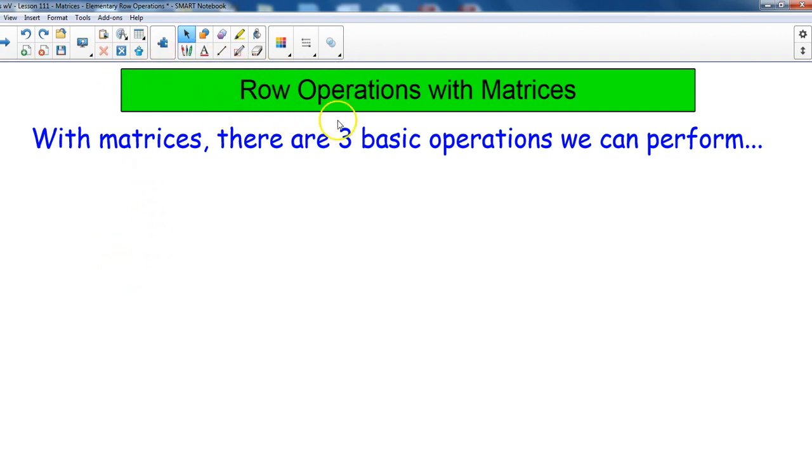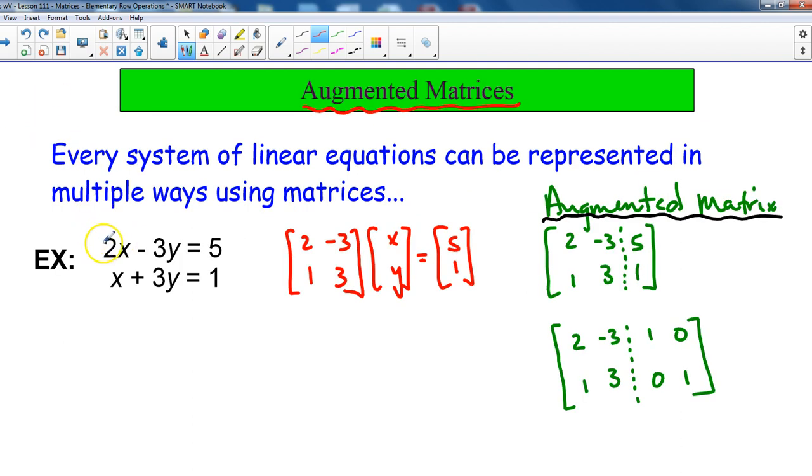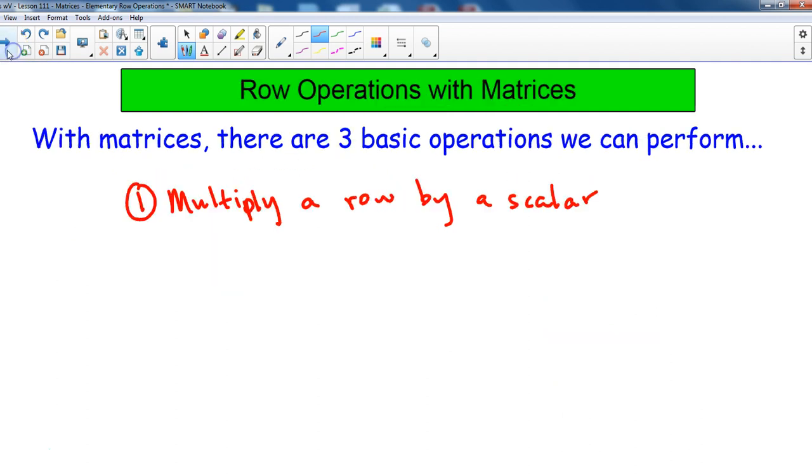What we can do is perform row operations on these augmented matrices. Generally, there are three different types of row operations. Number one, we can multiply a row by a scalar. If you think about what's going on here, we're really just taking an equation like this, and we can multiply that thing by -2. As long as we do it to every term, as long as we distribute that to every term, no harm done. We still have an equivalent expression. So that's what allows us to multiply this row by a scalar.